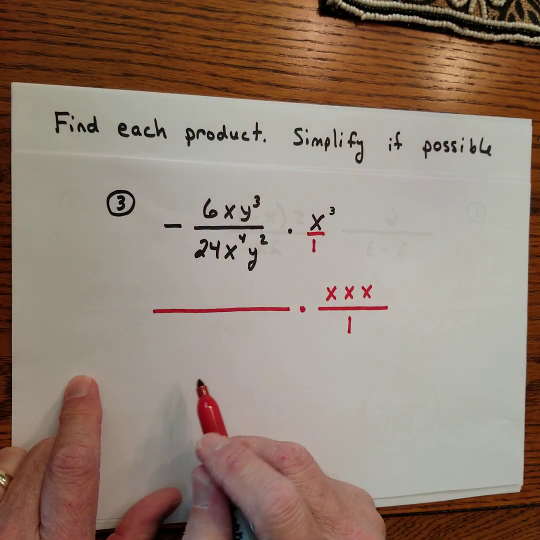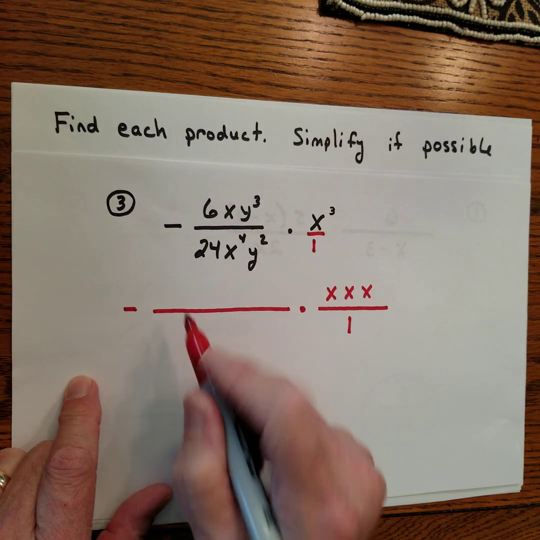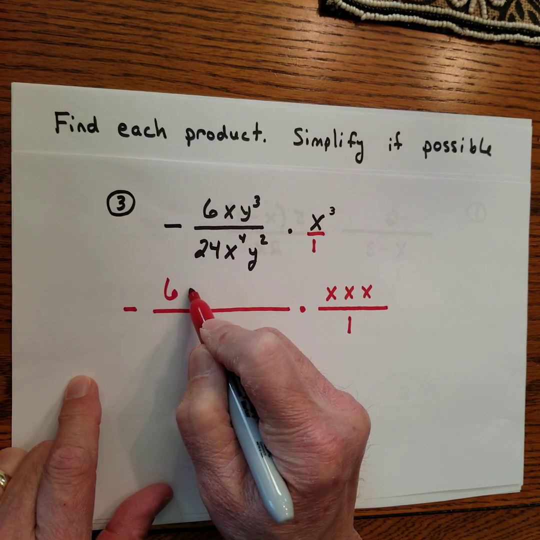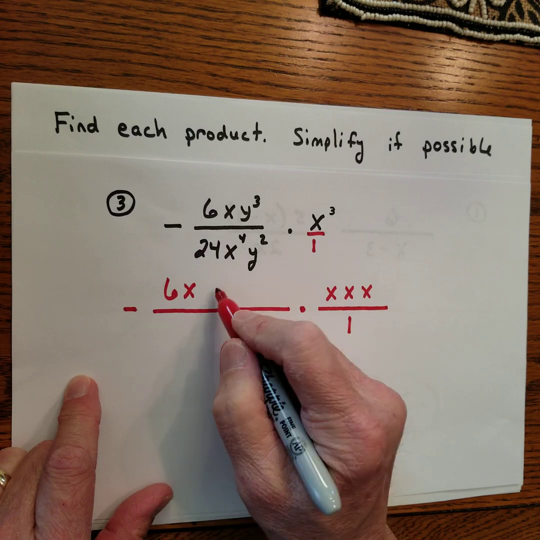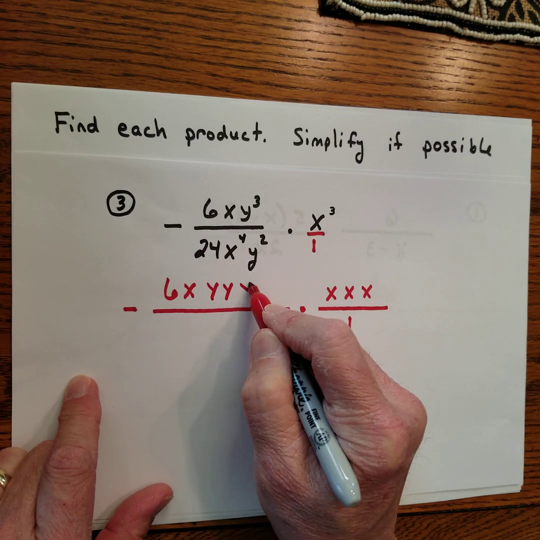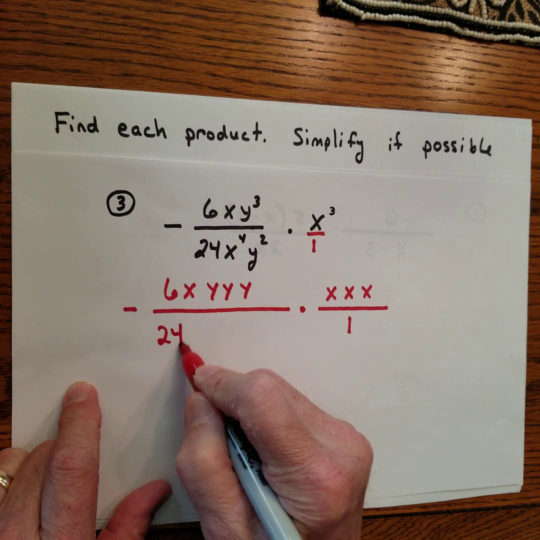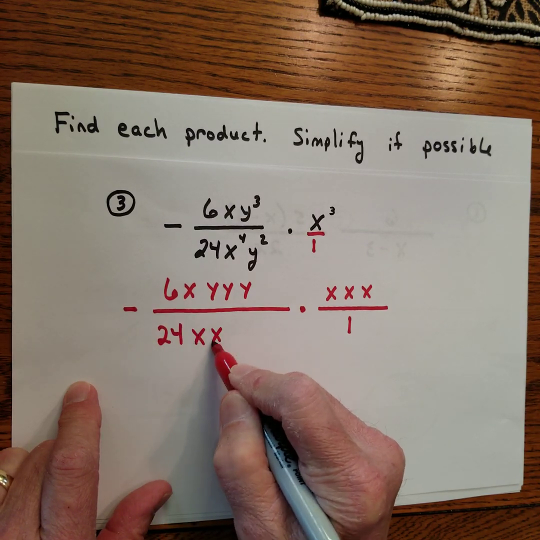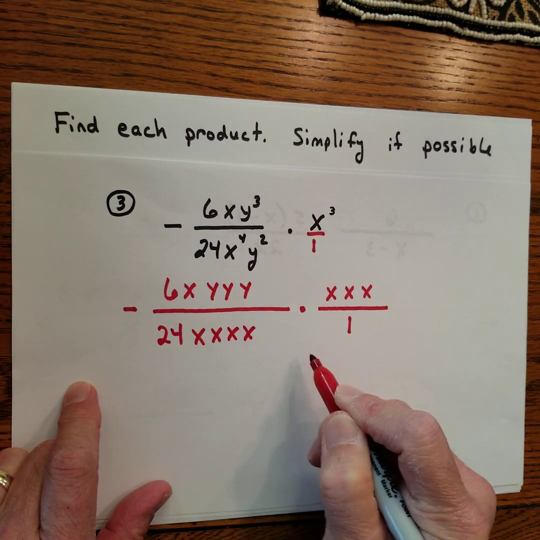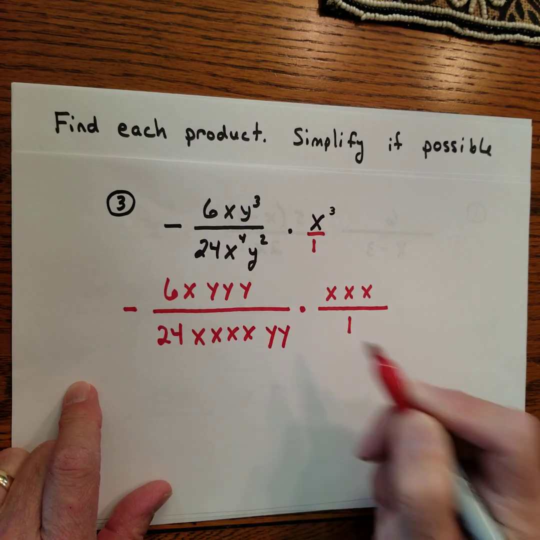Let's rewrite this fraction. It's negative. The top is 6x y to the third. The bottom is 24, x to the fourth, y squared.